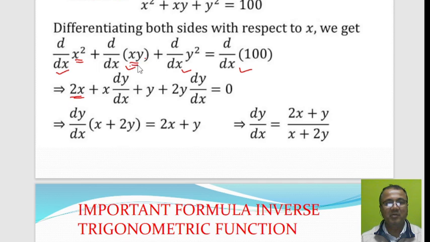There is combination of two functions u into v. So we use the product rule here. X is constant, y derivative, y constant, x derivative, that is equal to 1 only. Okay. And now here you have to find the derivative of y square. So now we assume ddx of x square only.